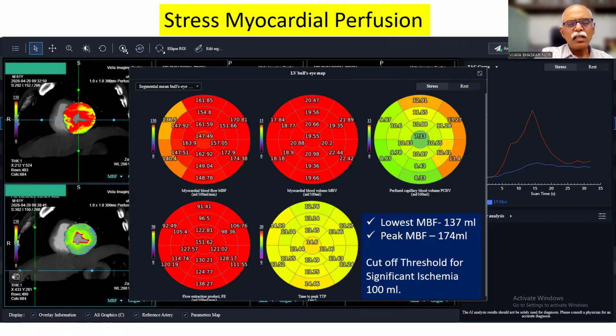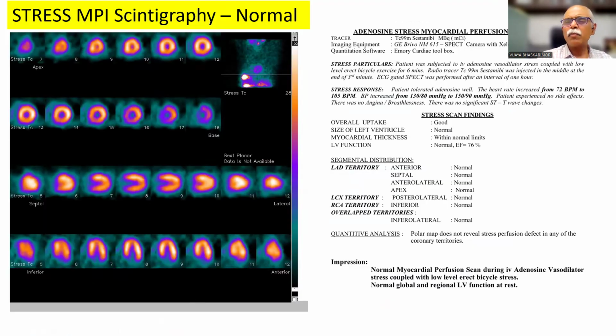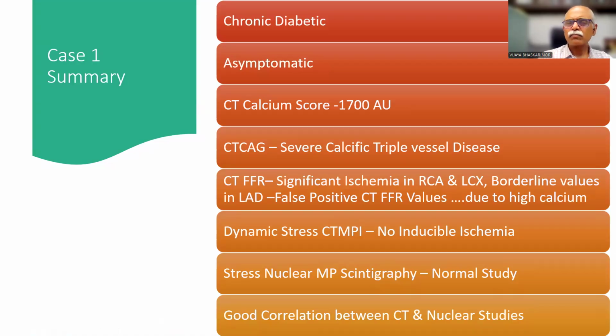That means in spite of showing severe calcific triple vessel disease and CTFFR values in LCX and RCA borderline to low range, the CT myocardial perfusion is showing us that the perfusion is normal. There is no hemodynamic ischemia, which is validated with a stress thallium perfusion study. This patient has been asked to be on medical management and was not subjected to any invasive procedure.